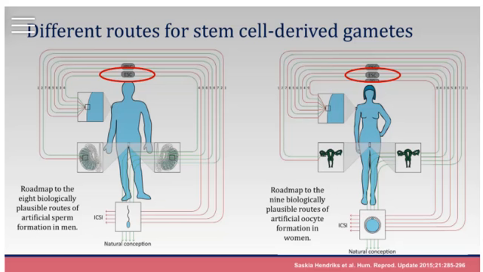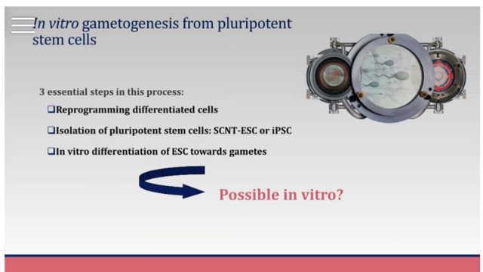This is a nice review from a group in Amsterdam, which shows the different routes to make gametes from stem cells. They describe 8 for men, and for women they describe 9 possible routes to make gametes from stem cells. But actually, they are all a little bit similar, and the main point is that you can derive gametes from embryonic stem cells, which I will now explain in more detail.